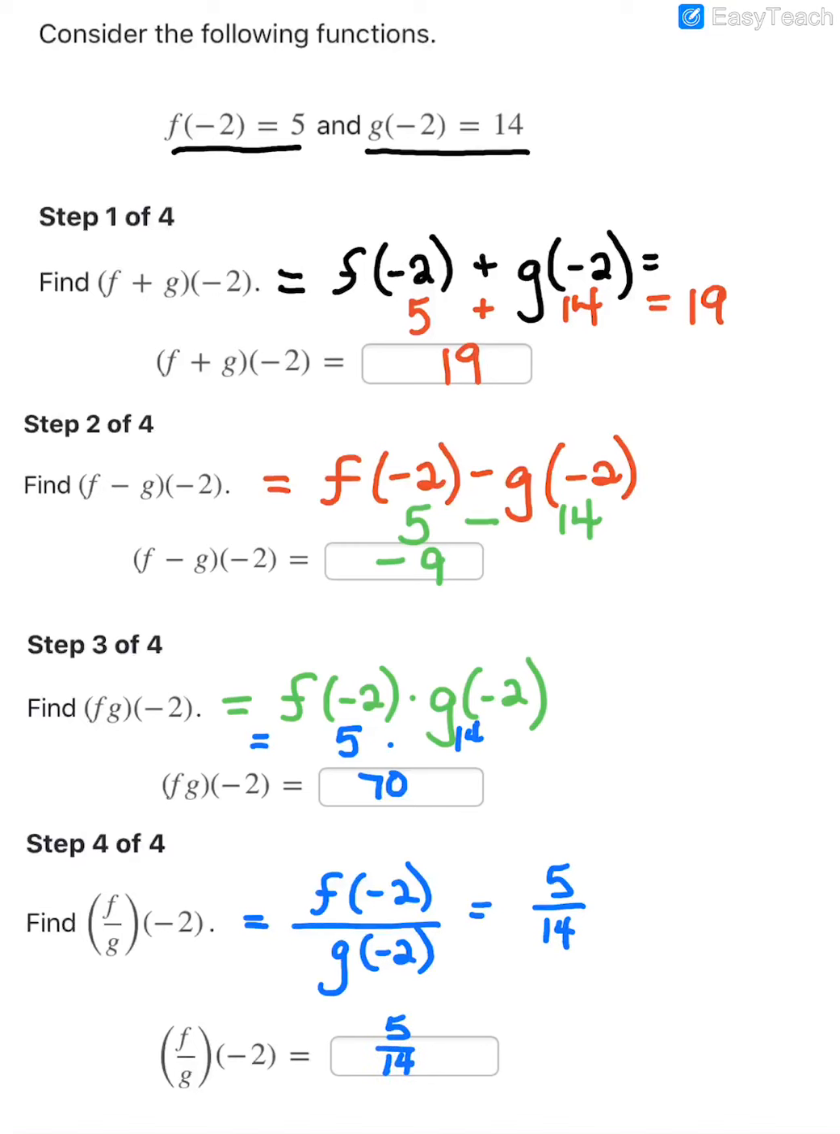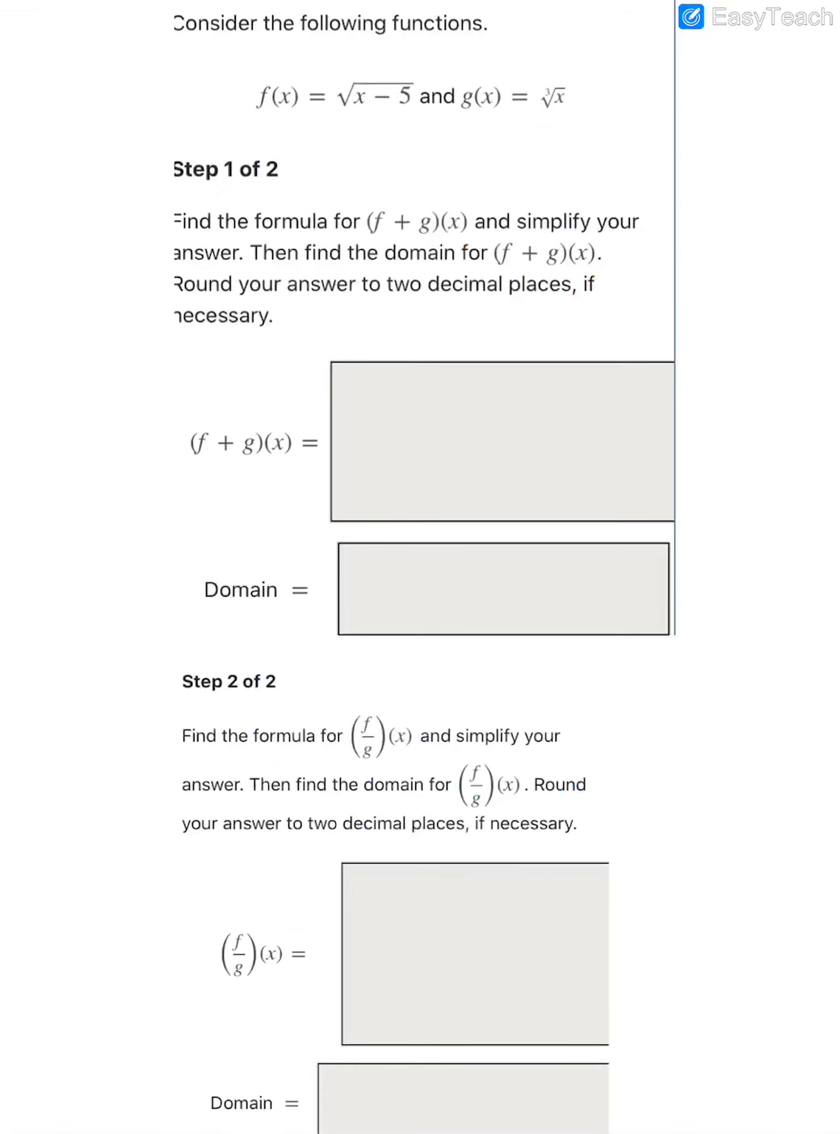Okay, so the next type of operations of functions, instead of giving you values, they may actually give you equations. So notice in this case f of x is defined as the square root of x minus 5. g of x is defined as the cube root of x. If they're just asking me to add them, again, you can think of it separately. It's just the f of x plus the g of x.